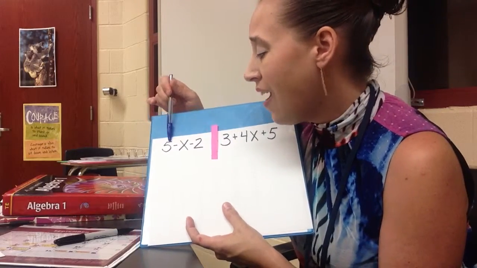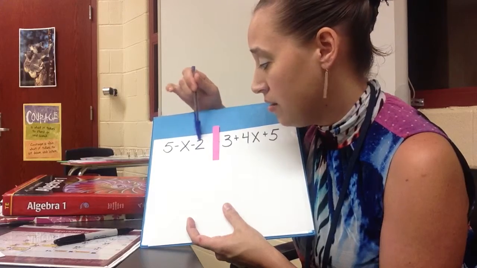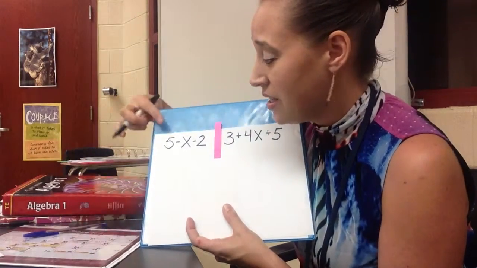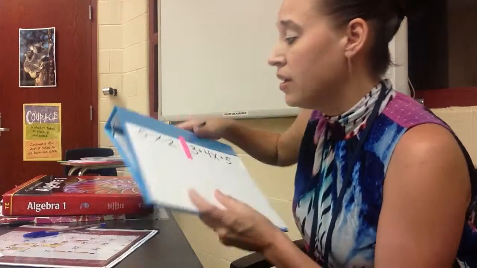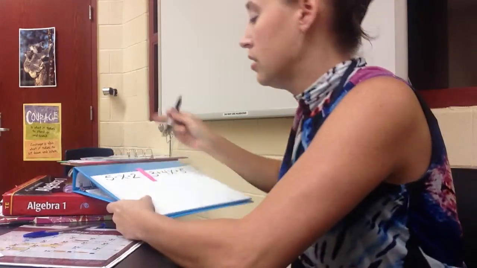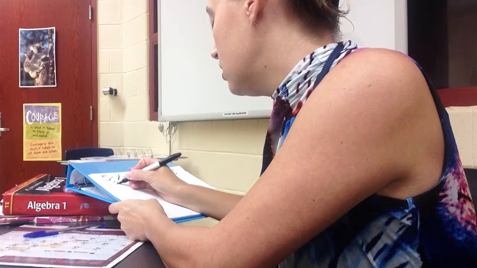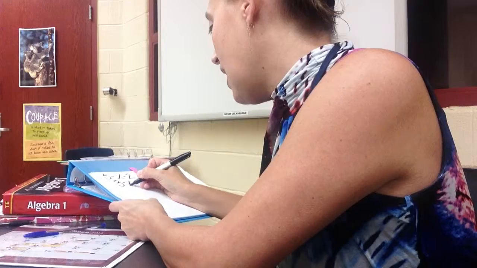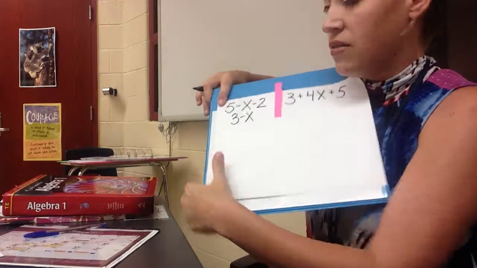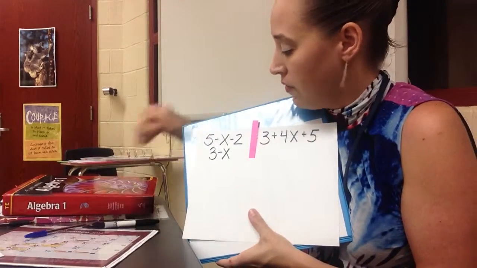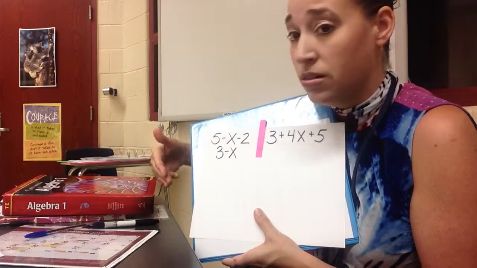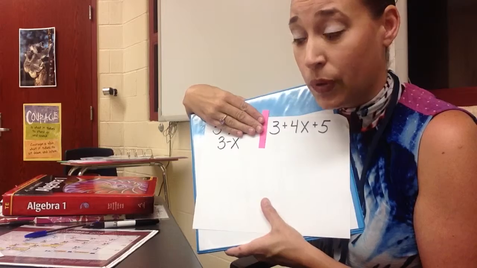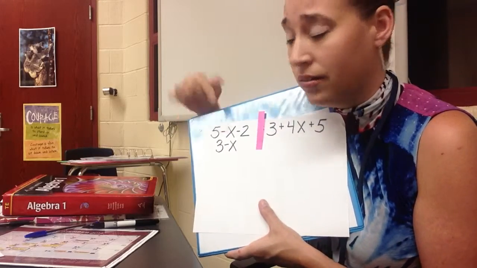But I can say 5 minus 2, because that's a negative. 5 minus 2 is 3. So technically, this side you can make smaller. So this side I can do 3 minus x. So instead of seeing 5 minus x minus 2, you can simply see 3 minus x. It's saying the same thing, okay? So I just simplified this side, all right?